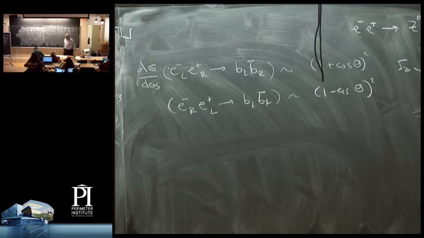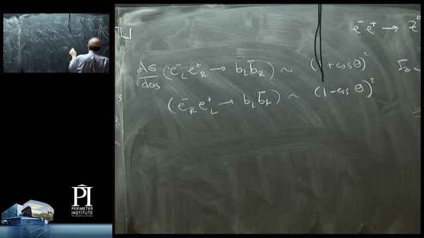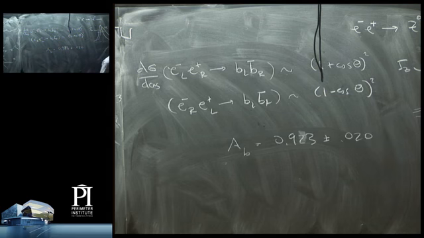And so one obtains the value A_B is equal to 0.923 plus or minus 0.020. So that number is very consistent with the estimate from the standard model that I have almost maximal polarization asymmetry between B's and B bars.